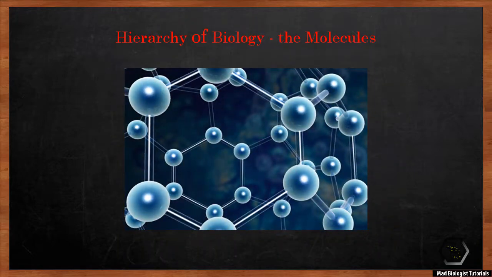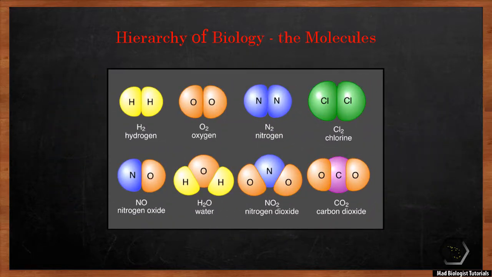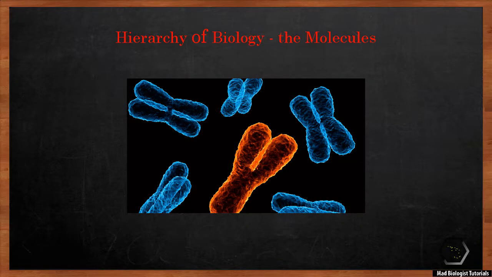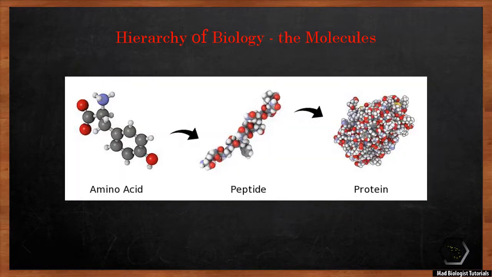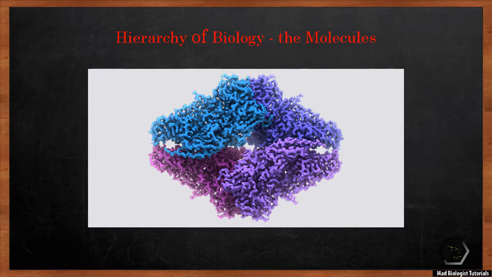The molecules. A molecule is a chemical structure consisting of two or more units called atoms. They are the smallest units of a compound. Molecules can be arranged into large molecular structures such as chromosomes, proteins, and lipids. Some of these large biological molecules may be grouped together to become the organelles that compose your cells.